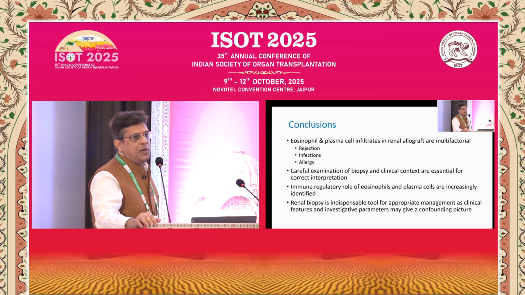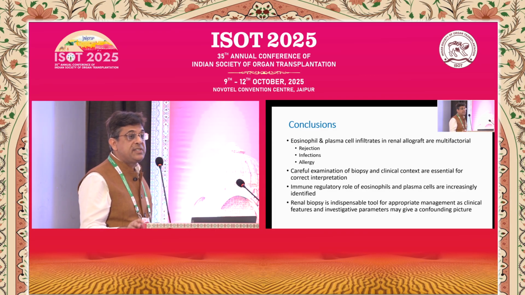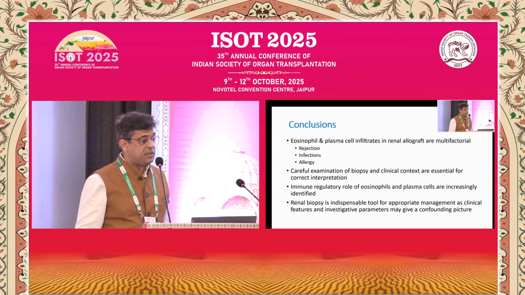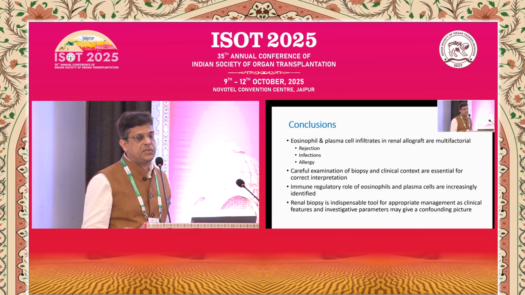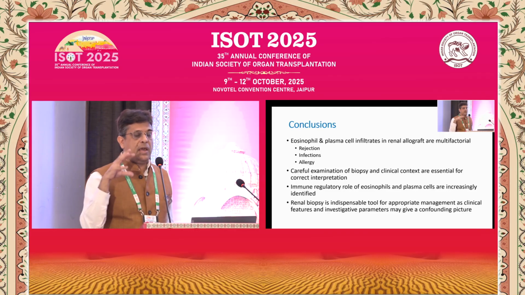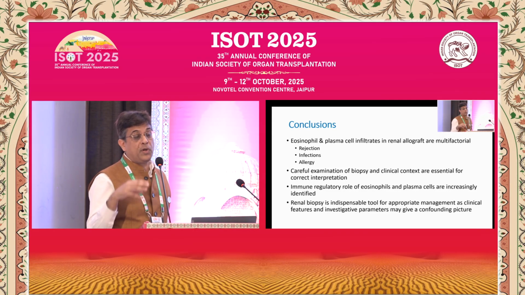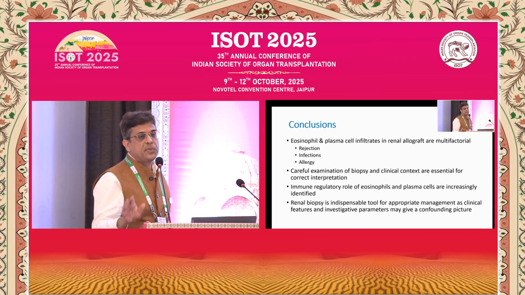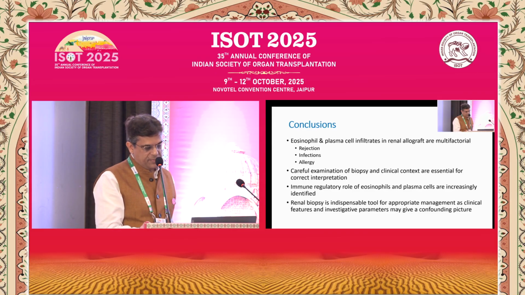So finally, both these cells are important. Both these cells are not good for the graft, plasma cells as well as eosinophils. You have to do a very diligent examination, standardize your algorithms as well as your renal pathology laboratory to detect these changes. And as always, renal biopsy is an indispensable tool for appropriate management, provided you have the correct clinical background. Thank you.